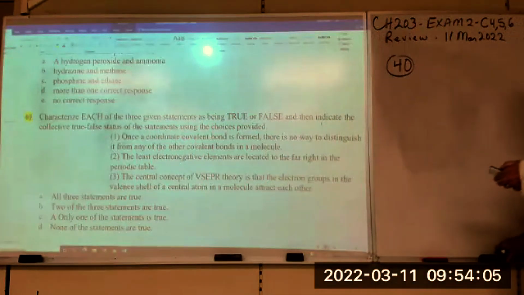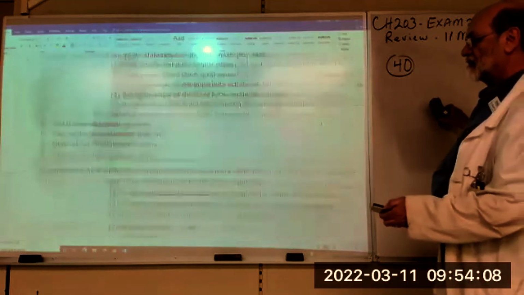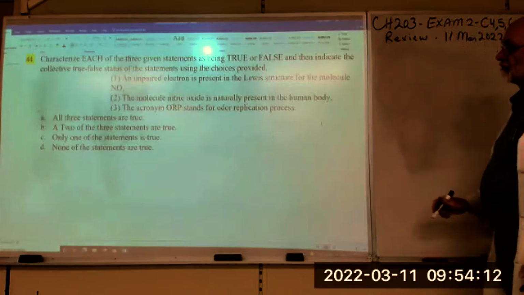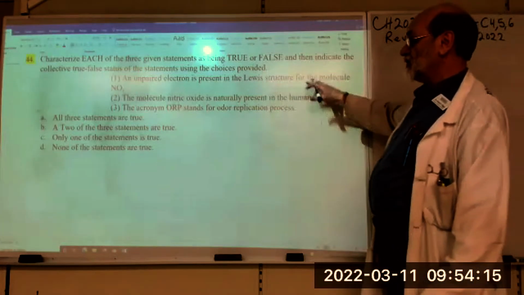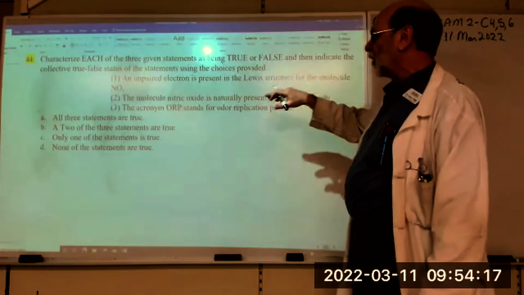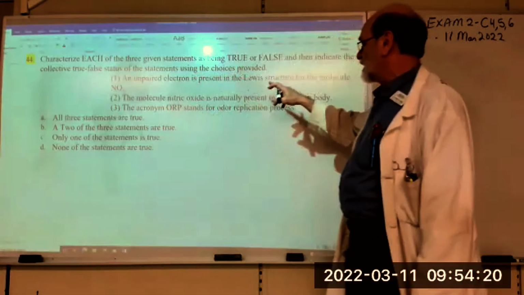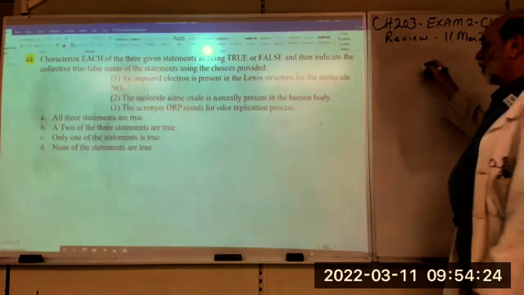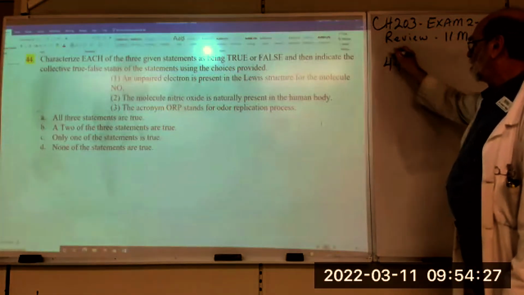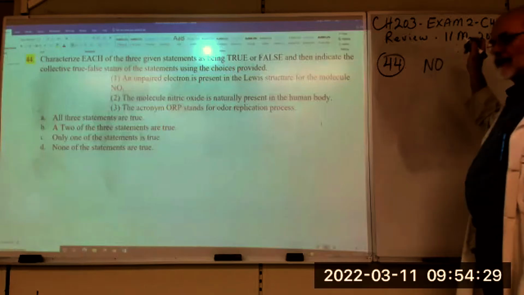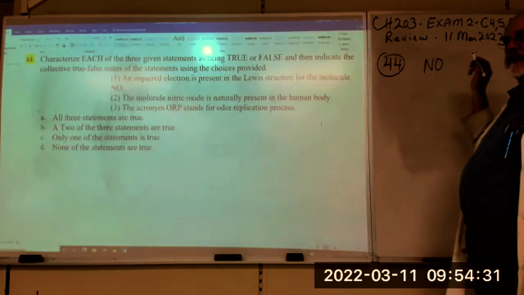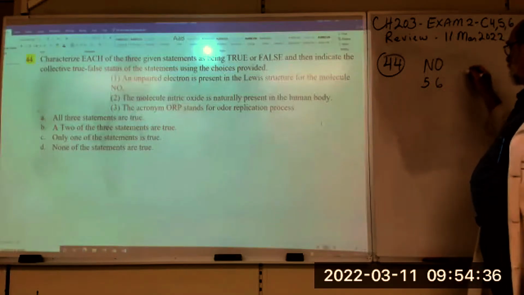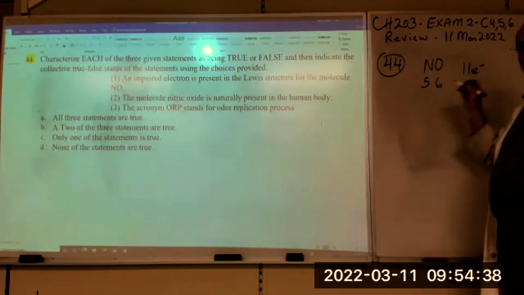All right. Let's see. 44. Stayed on the screen. Let's see how many of these three are true. An unpaired electron is present in the Lewis structure for the molecule NO. Okay, so we have to draw the structure for NO. How many valence electrons in nitrogen? Looks like 5. Valence in oxygen? 6. So we have 11 valence electrons that we have to position.